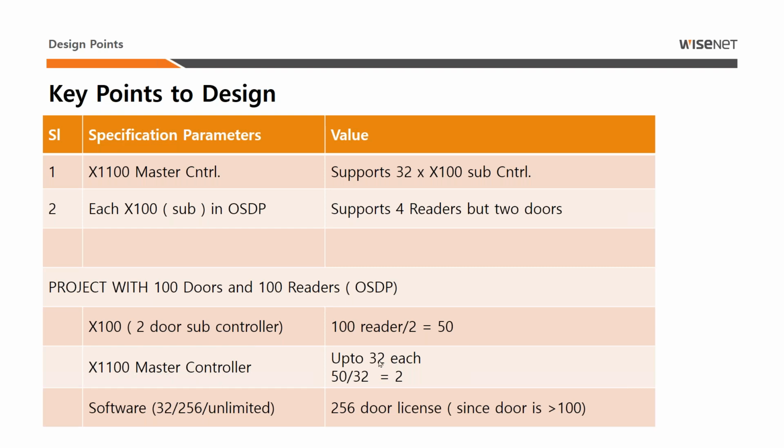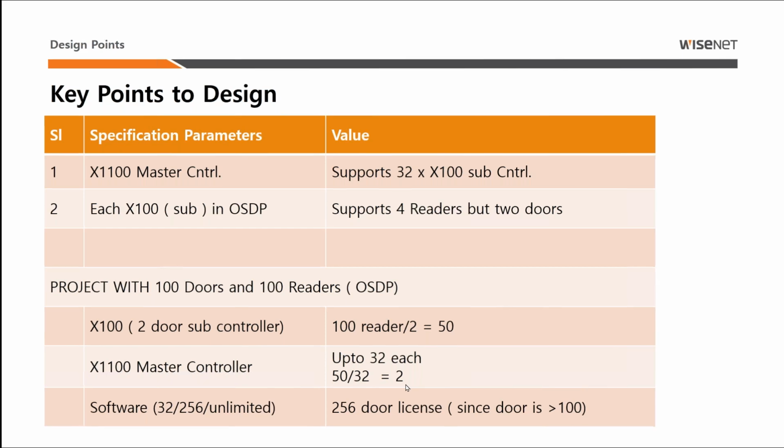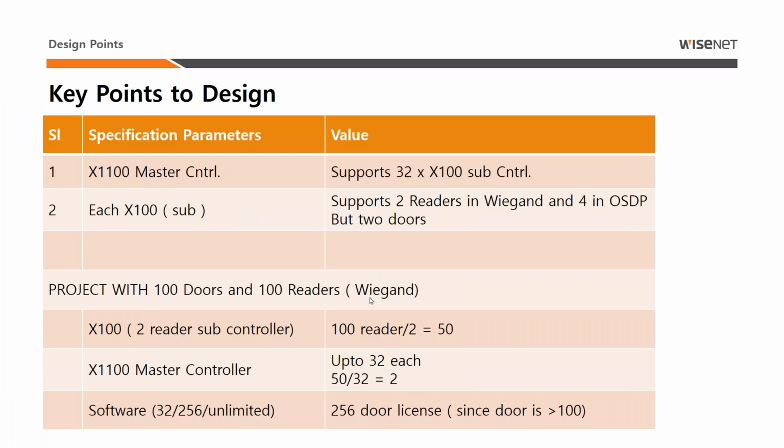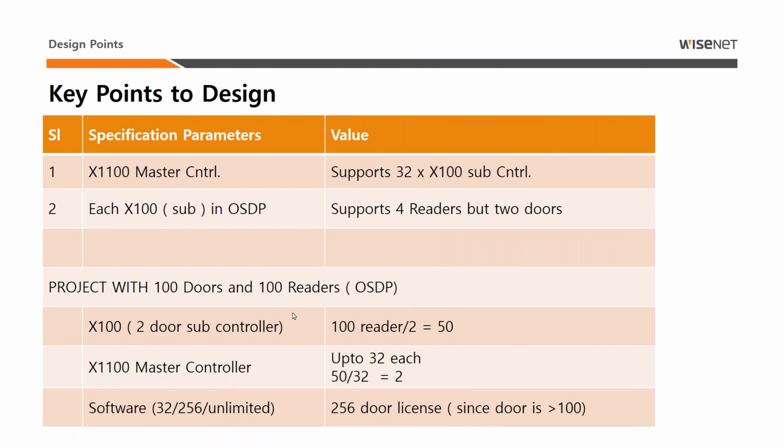And how many master controllers? 32, so 2. So there is no difference between OSDP and Wiegand if you are using only one card reader per door. There is no big difference. It's up to you whether to buy an expensive reader or a standard reader.